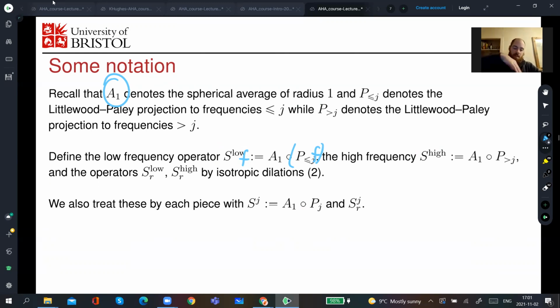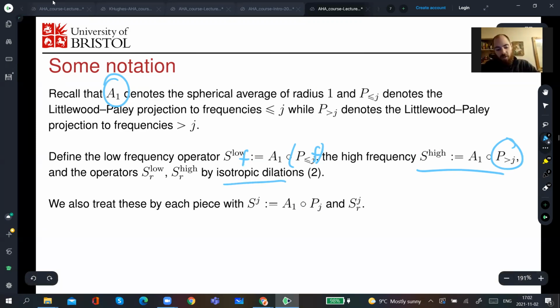And the complement of that is going to be this S high, the high part of the spherical average, where I do the opposite operator. I have P greater than J being applied first. And then we use our isotropic dilations to define SR low and SR high. Okay, and then there's just one more piece. SJ will be A1 composed with PJ. And SJR is, of course, the same isotropic dilation as we've been using this whole time. Okay, that's a bit of notation.